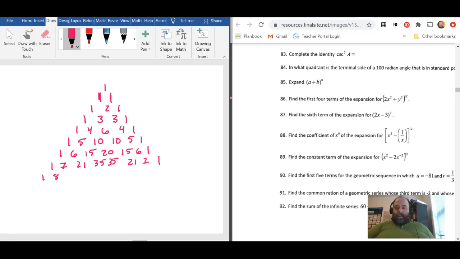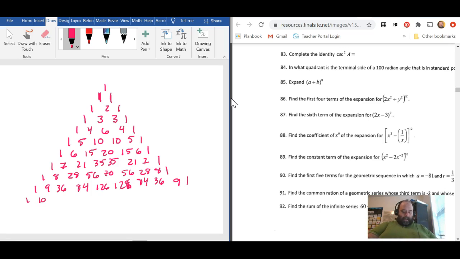The eighth expansion is going to be 28, 56, 70, 56, 28, 8, 1. All right, so we're getting there. Ninth expansion, pretty big. Let's see, that's going to be 36, 28, and 56 is going to give me 84. 126, 126, 84, 36, 9, 1. Okay, so the 10th.